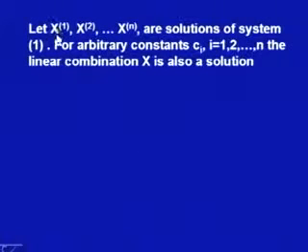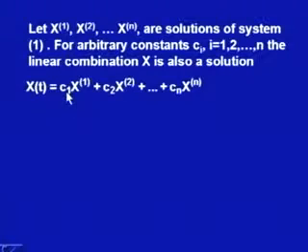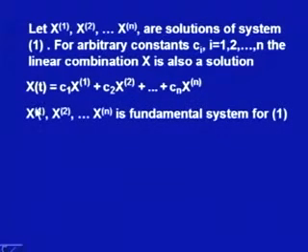The next, if x1, x2, xn are solutions of a system 1, then for arbitrary constants the linear combination x is also a solution. So, x(t) is written as c1 x1 plus c2 x2 plus cn xn. If we can write down the solution as x(t) consisting of this, then we say that x1, x2, xn is a fundamental system for 1.